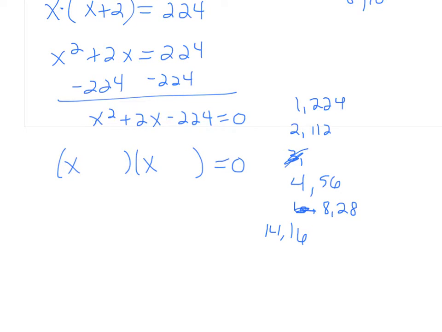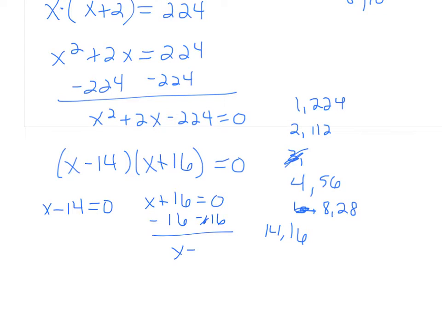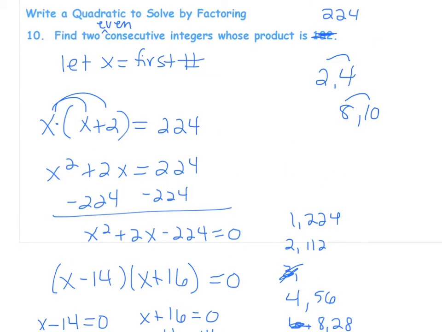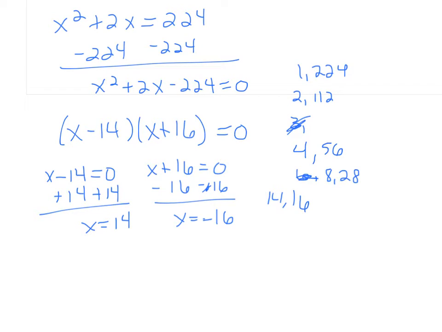So that means that 14 is negative. So negative 14 and plus 16. So zero product property, set each equal to 0. And x equals negative 16, and x equals 14. So this is not both of the numbers. This is the possibilities for the first number, because remember the second number is whatever x is plus 2. So since our product is positive, it really can be either one though.